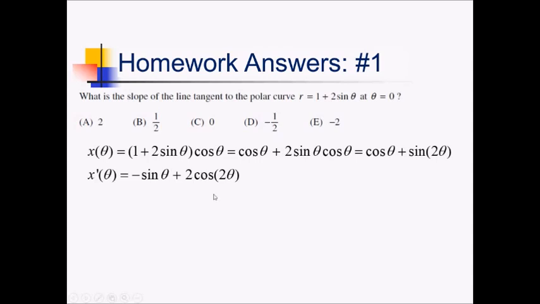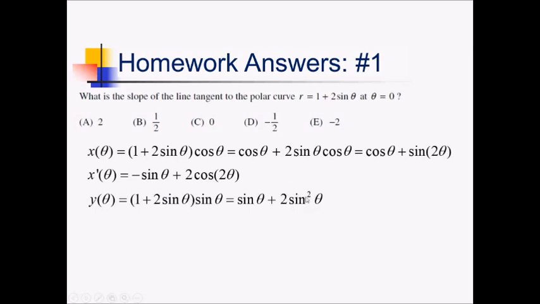Y of theta, in general, is going to be r sine of theta. So we still have our radius again, 1 plus 2 sine of theta. This time we're multiplying it by the sine of theta. And let's distribute that out. So we have sine of theta plus 2 sine squared of theta.